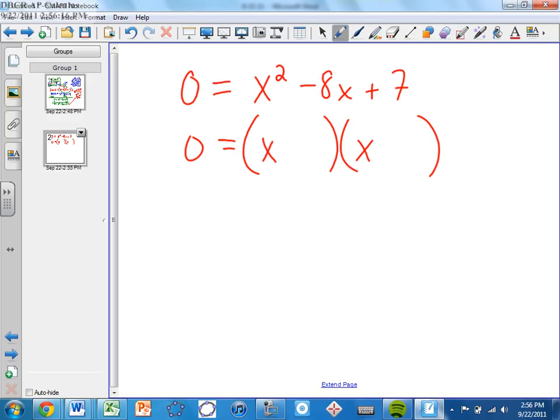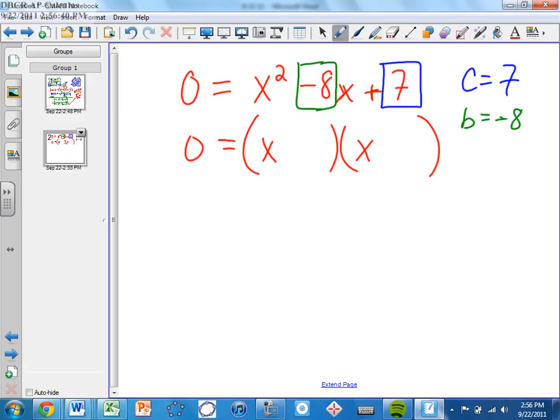You want to go? I'm going to go over how to do this? Yeah. Let's do this real quick. First, look at your value of C. C is equivalent to 7. Look at your value of B. Your value of B does not include the X part. Your value of B is negative 8.